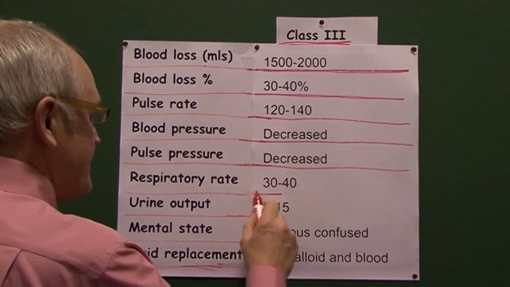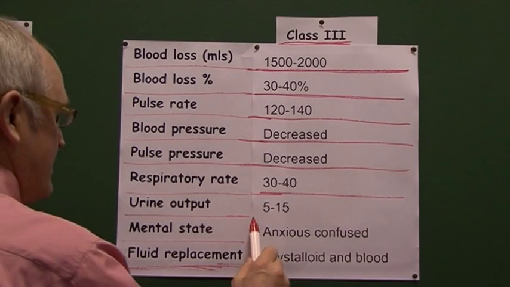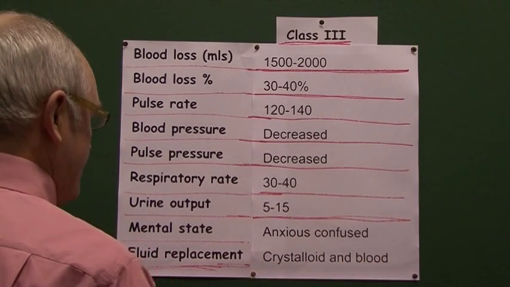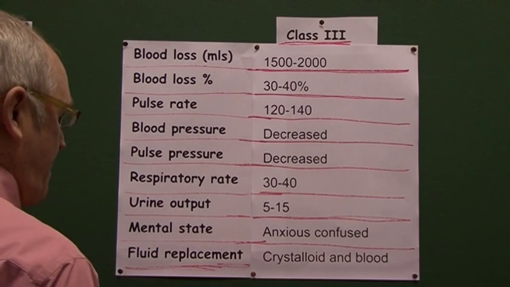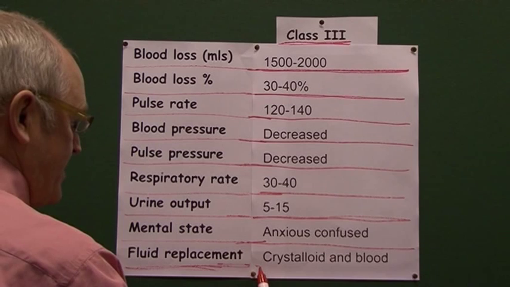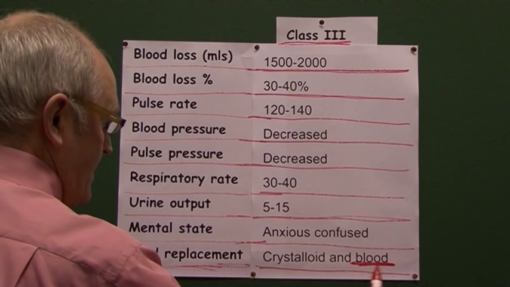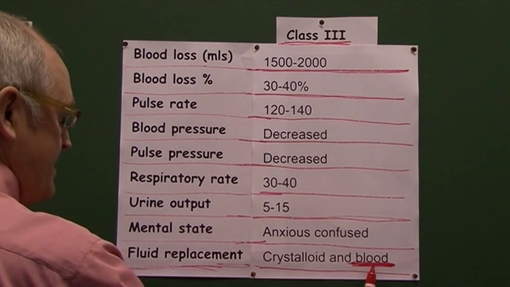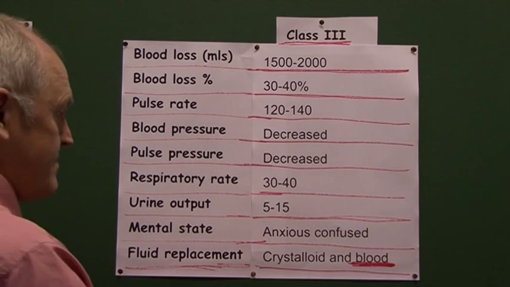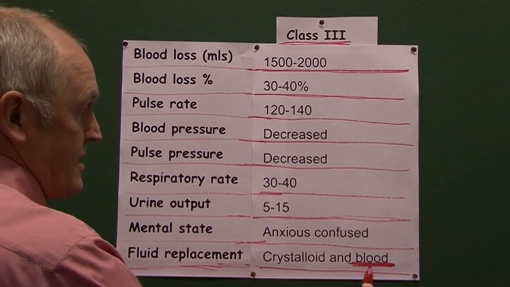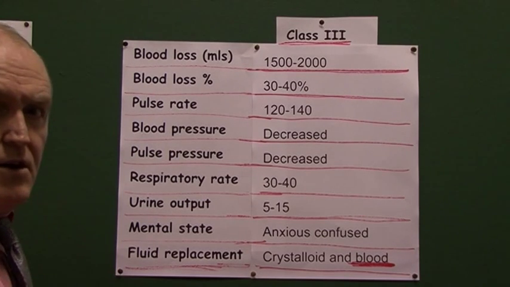The respiratory rate is high, 30 to 40. The urine output is now starting to crash down quite a lot as well. The patient will become anxious or even confused because of the cerebral hypoxia. And now, as well as giving crystalloid, this patient may well need blood in addition. Because remember, 98 or 99% of the oxygen that is carried in the blood is carried by the red blood cells. So we might now need to start replacing red blood cells to restore the oxygen carrying capacity of the blood.